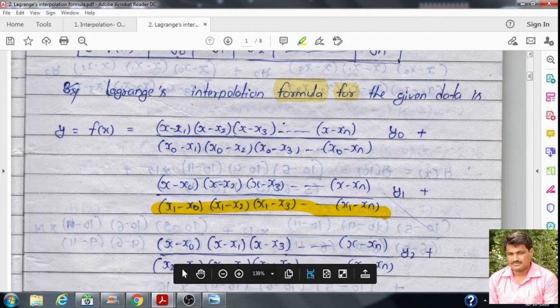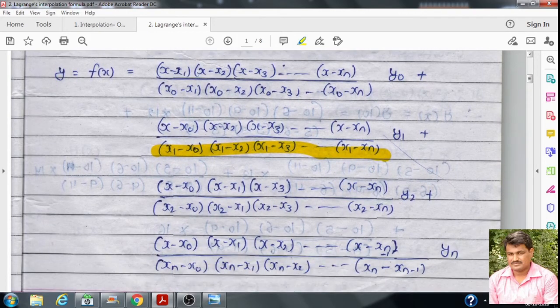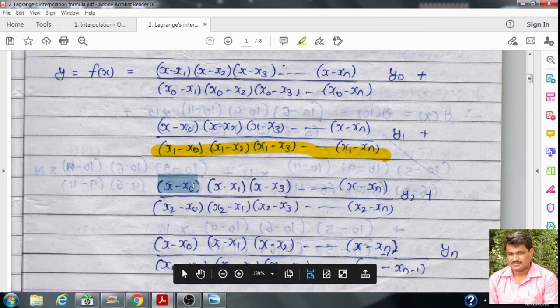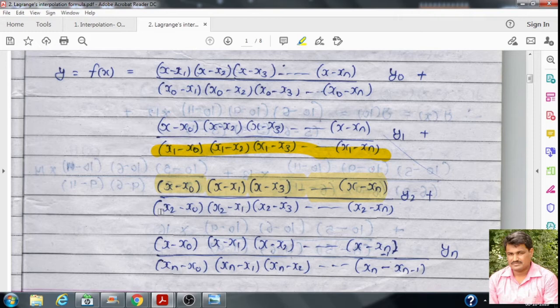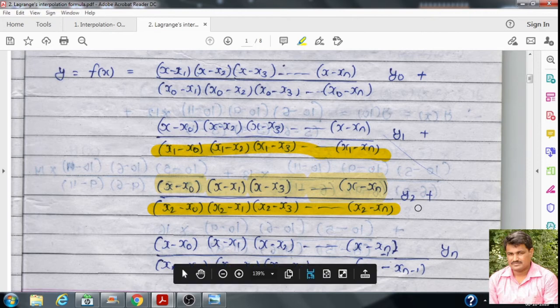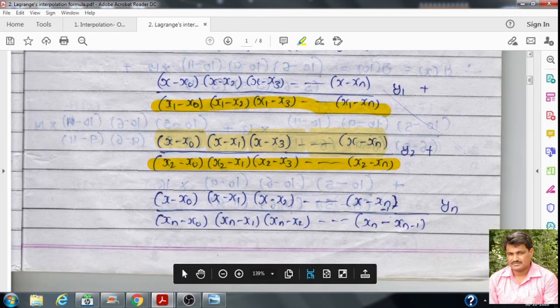Similarly, we can write the third term of this interpolation formula. We skip the factor x minus x2 and then we write x minus x0 into x minus x1 into x minus x3 and so on x minus xn. And total divided by the same term, only changing x by x2. We are skipping the factor x minus x2 and here replacing x by x2 in the numerator, multiplied by y2, plus and so on.